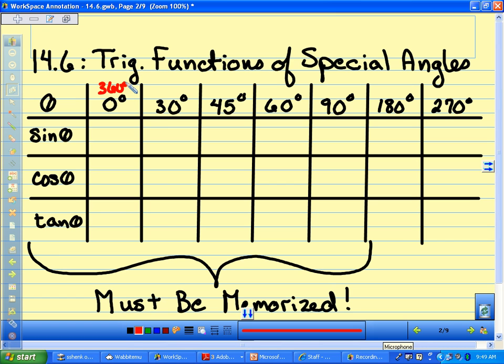But then we got these 30, 45s, and 60s, and why are they special angles? Well, in geometry you had the two special triangles of the 45, 45, 90, and the 30, 60, 90. We're going to go back to those concepts today and find out what the sine, cosine, and tangent of these angles are going to be.